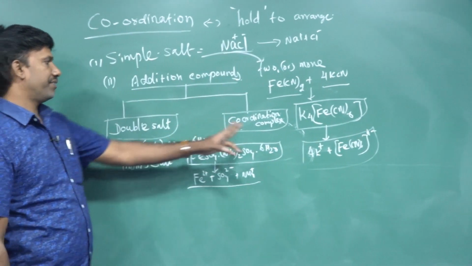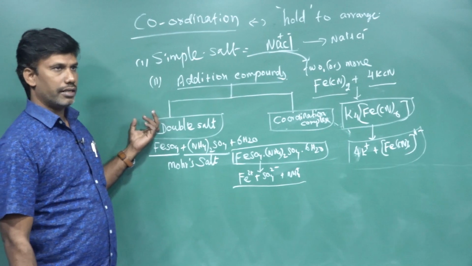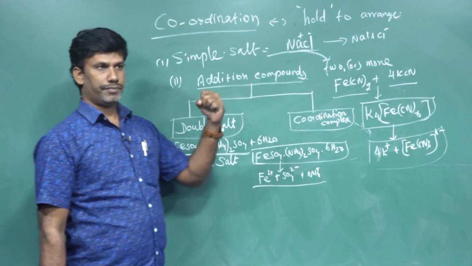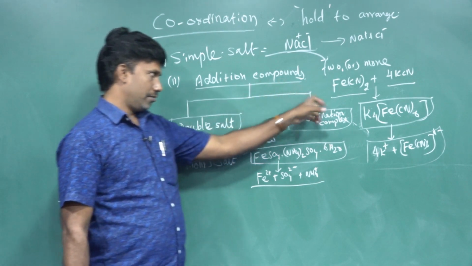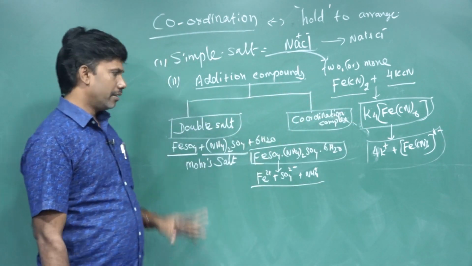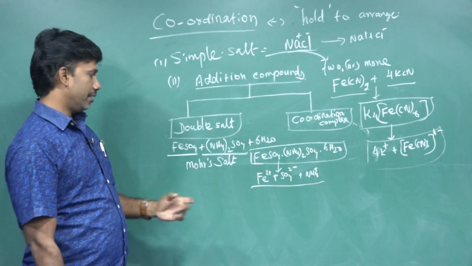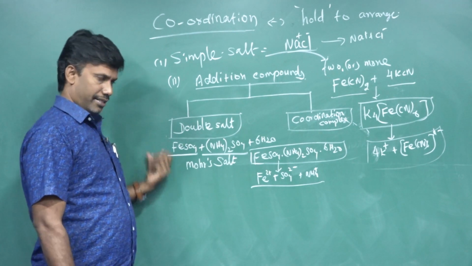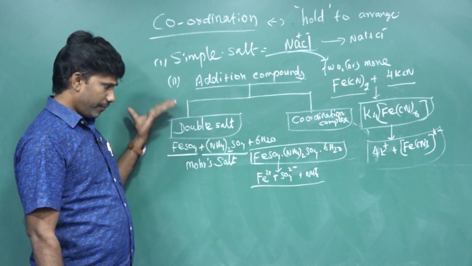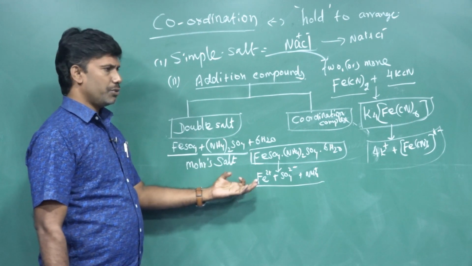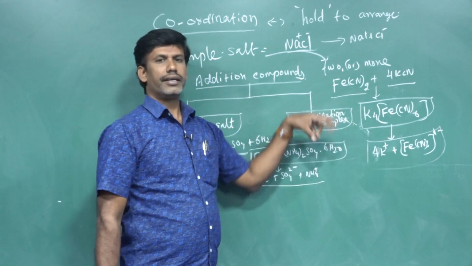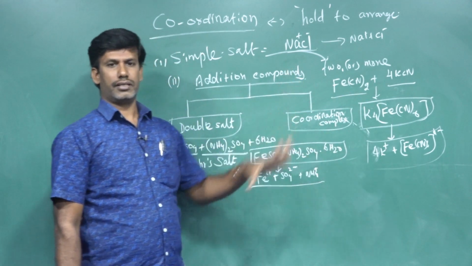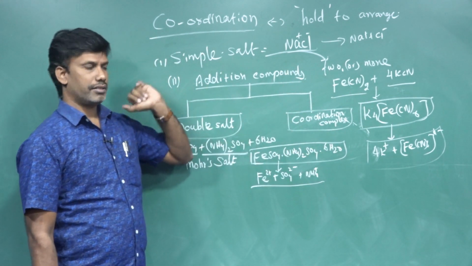This is a major difference between the double salt and a coordination compound. A double salt is also a combination of two simple salts. This is also a combination of two simple salts. But the difference here is that a double salt is ionized and dissociated to give the individual constituents of that salt, whereas a coordination compound will not give the individual constituents of that salt.